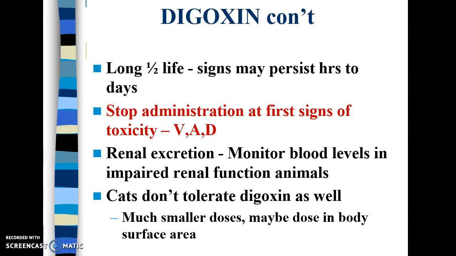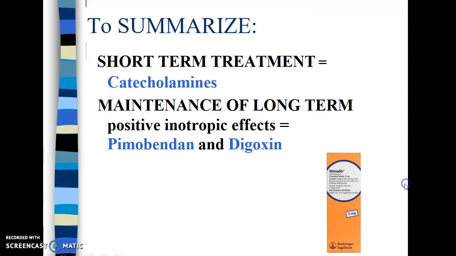And we are careful in animals that have any renal compromise because this drug is excreted through the kidneys. So we may not use it at all in an animal that has any type of kidney problems. Cats don't tolerate this drug as well, so we will use small doses. Sometimes we'll dose it by body surface area to be as precise as we can.